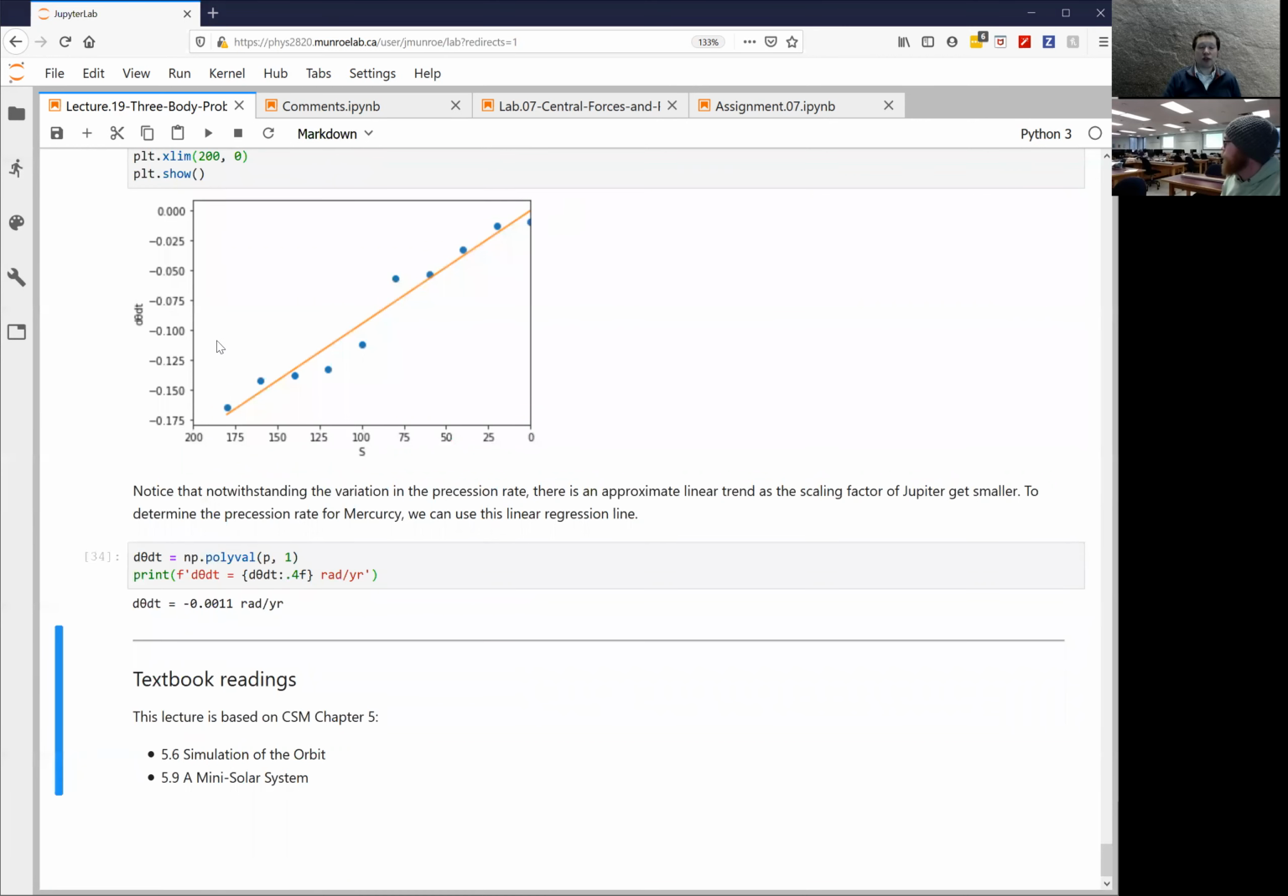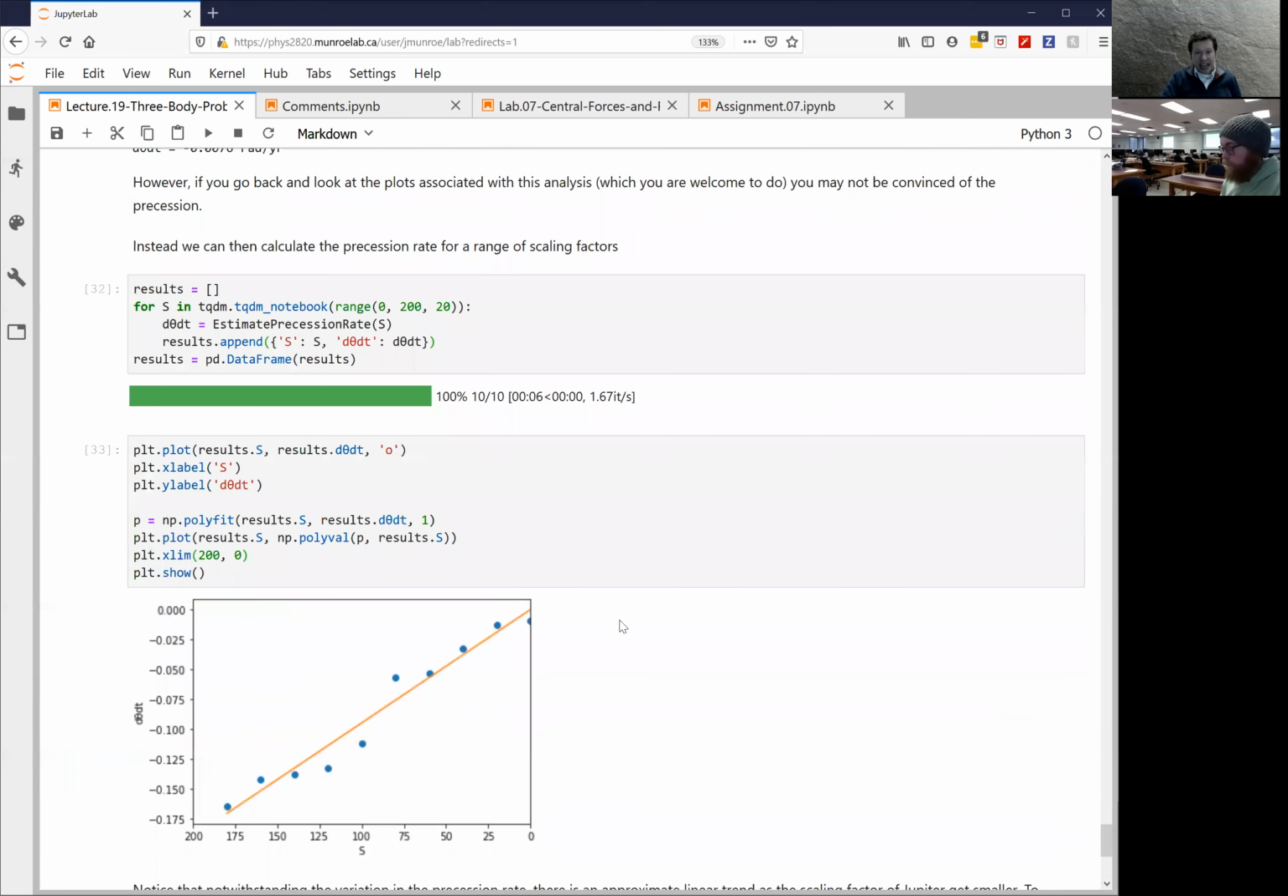You could do this for several planets. You could add them all up together and come up with the precession of the perihelion of Mercury. So what I'm showing here is primarily, here's the takeaway.